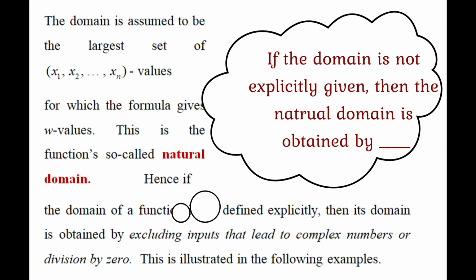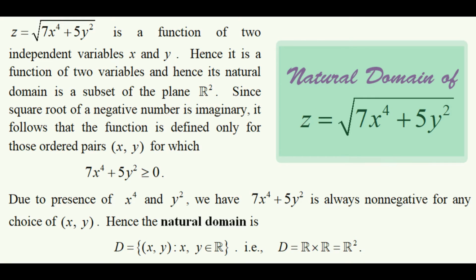Hence, if the domain of a function is not defined explicitly, then its domain is obtained by excluding inputs that lead to complex numbers or division by 0. This is illustrated in the following examples. z = positive square root of (7x^4 + 5y^2) is a function of two independent variables x and y.